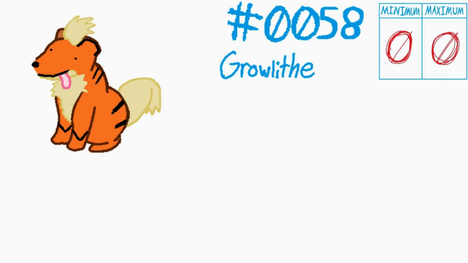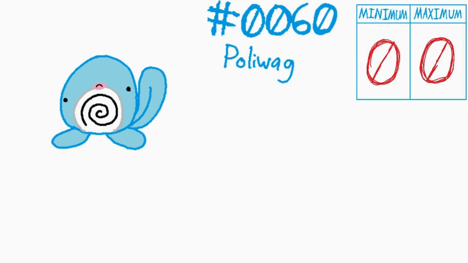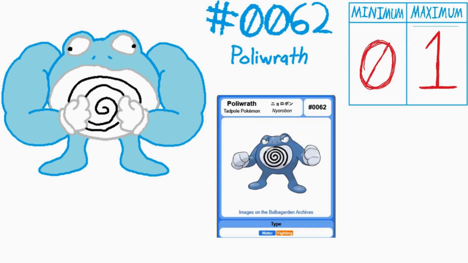Growlithe, they're a cool little fire dog, but they're not really that strong. Arcanine, definitely strong enough. Poliwag, a literal tadpole. Poliwhirl, a frogman. Poliwrath, pretty much just the same design as the last frogman, like seriously. But they could absolutely take out a truck because they're a fighting water mix. So they have Hydro Pump.